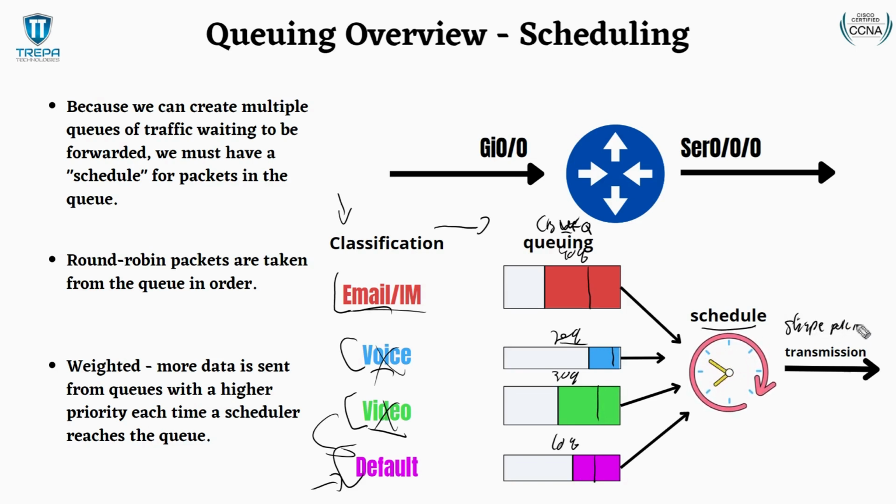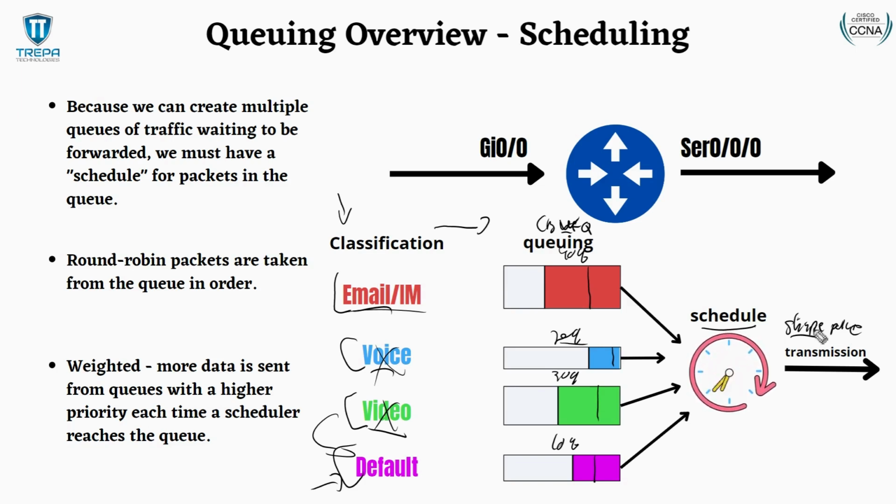And then we decide how we want to shape or police these queues. So maybe we say, hey, email traffic, we still want you to have 2 megs no matter what. That's the shaping. And this is like the flow of QoS, right? Classify, queue, transmission, or shaping and policing.